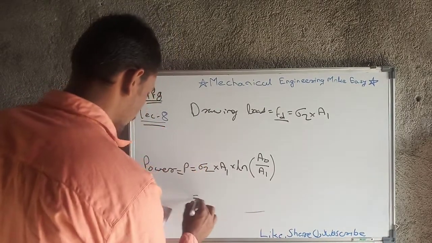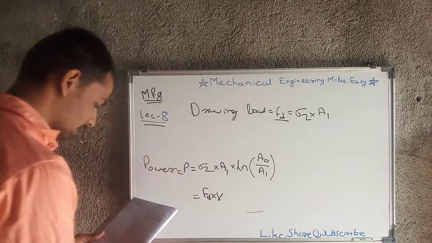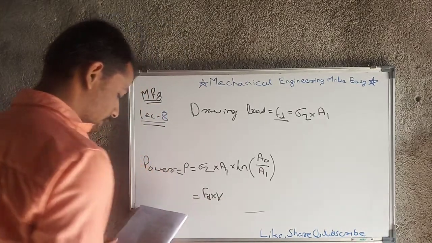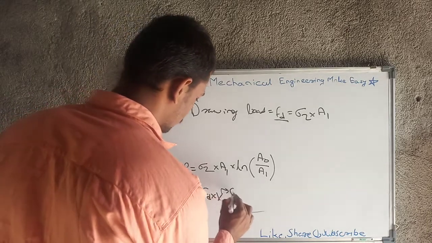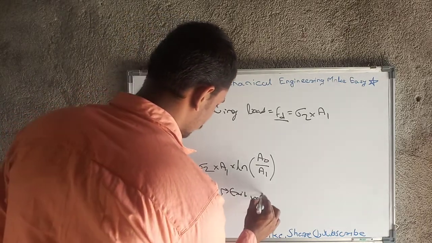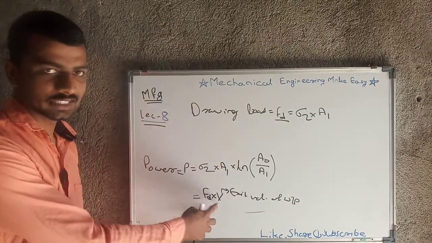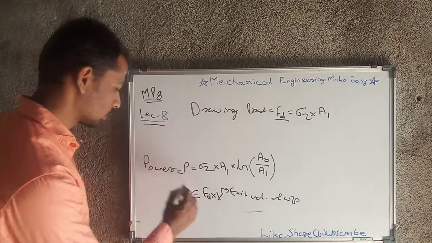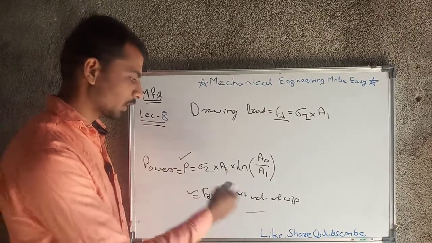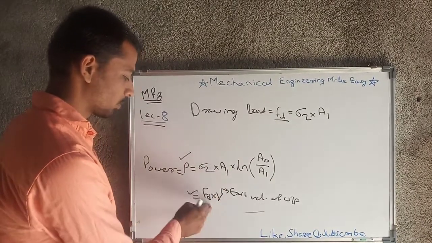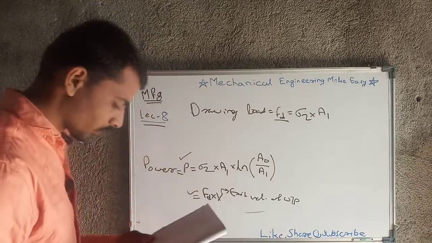This is one formula, and another formula is F_D into V. That is nothing but the drawing force into exit velocity of workpiece. This is drawing force, and this is the exit velocity of workpiece. V is exit velocity of workpiece. This is also one formula. Depending on your given values, you can choose which formula to use. Both formulas are right.